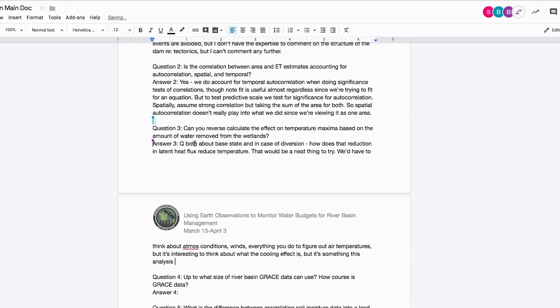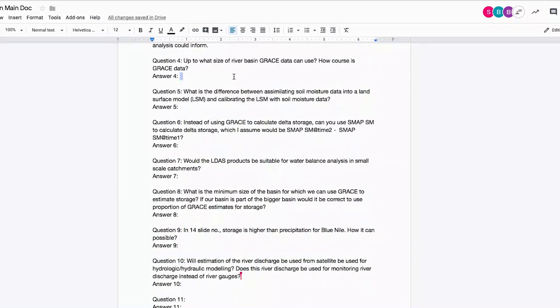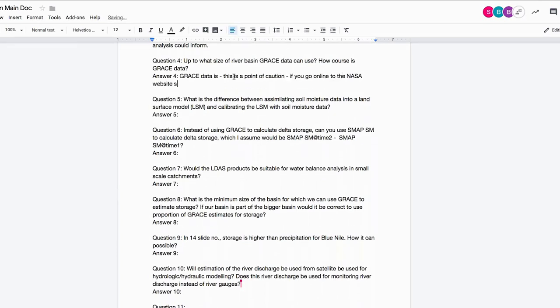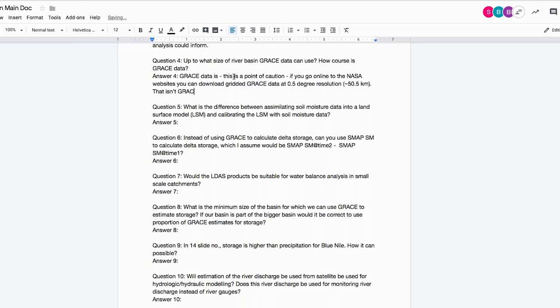Another question: up to what size of river basin can GRACE data be used? How coarse is GRACE data? Excellent question. So GRACE data, and this is a point of caution: if you go online to the NASA websites, you can download GRACE data that are gridded at 0.5 degree resolution, so about 50 kilometers. But we all need to be careful and understand that that's not the true resolution of GRACE. You would typically think of GRACE as having a smoothing radius of around 300 kilometers.